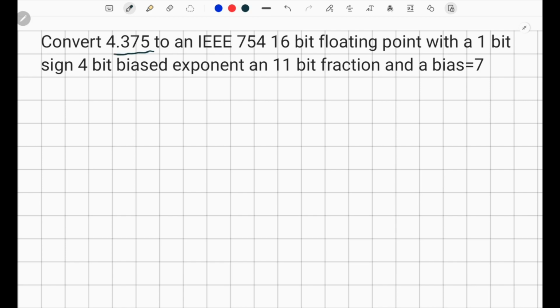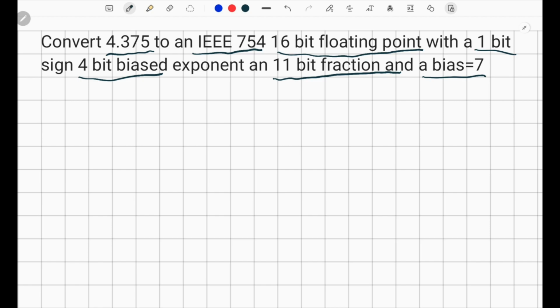And today I'm going to show you how to convert 4.375 to an IEEE 754 16-bit floating point with a 1-bit sign, a 4-bit biased exponent, and an 11-bit fraction, or as people refer to it, a mantissa, with a bias equal to 7. So that seems like a lot of information.